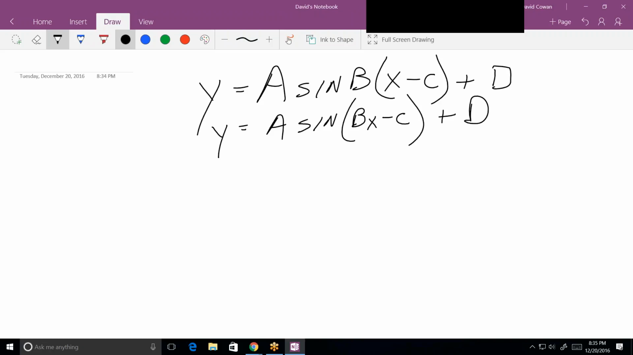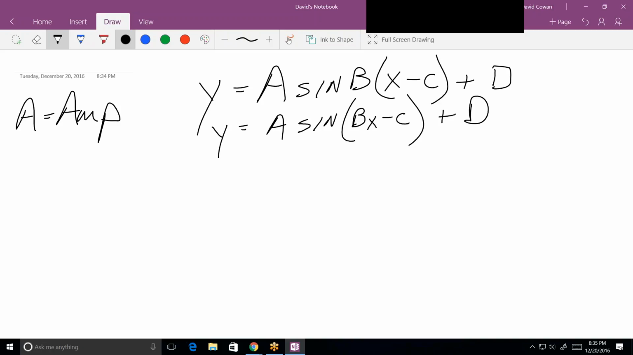So you most likely have one of these two. And it doesn't really matter what they teach you. What matters is what function they give you. If it's in the second format, then you have to know what this means. If it's in the first format, B is actually defined a little differently, and so is C. Let's talk about what each letter means. A is amplitude.